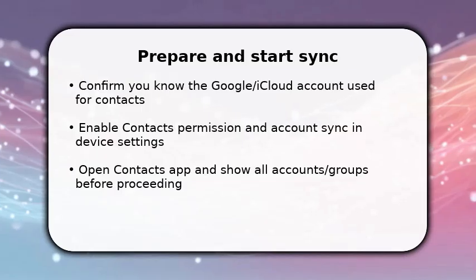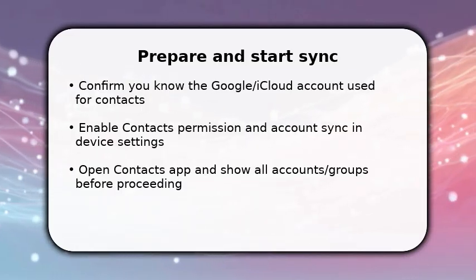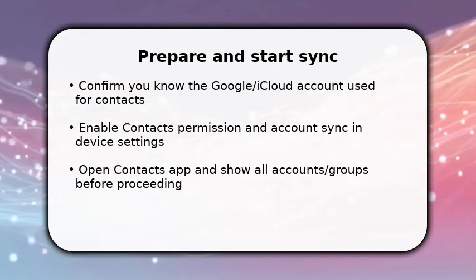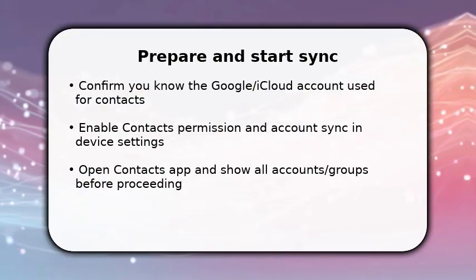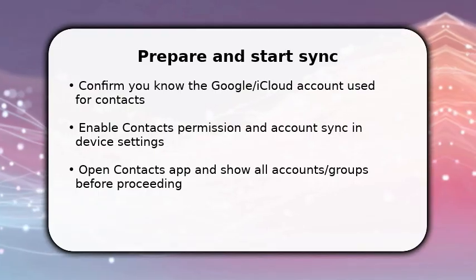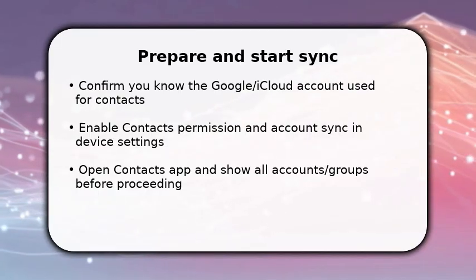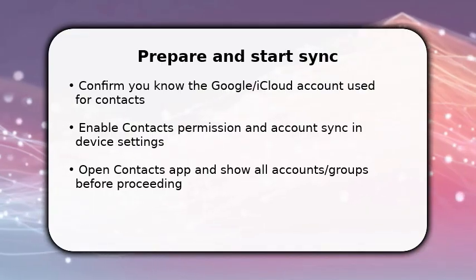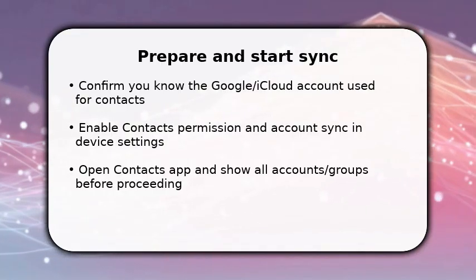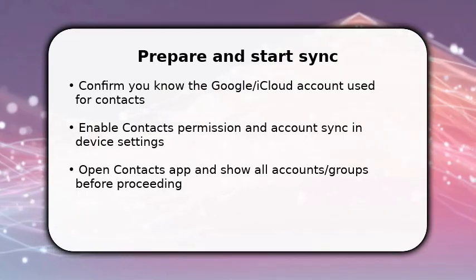Enjoy the video. You start by making the device the source of truth. Sign into the same Google or iCloud account that held your contacts. Once signed in, make sure Contact Sync is enabled and that WhatsApp has permission to access contacts. Open the Contacts app and select Display Options so all accounts and groups are visible.